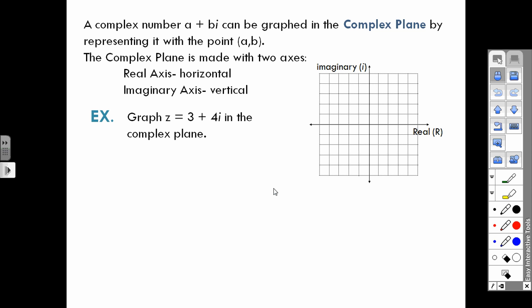Z equals 3 plus 4i. If we're going to graph that in the complex plane, take out the 3 and the 4, you're going to write that as the point like AB, so 3, 4. And so all you're going to do is, we'll take this big dot here. So 3 is the real part, 1, 2, 3, and the imaginary part is 4, 1, 2, 3, 4, and there it is. Okay, so that's it. That's how you would graph a point. Pretty easy.